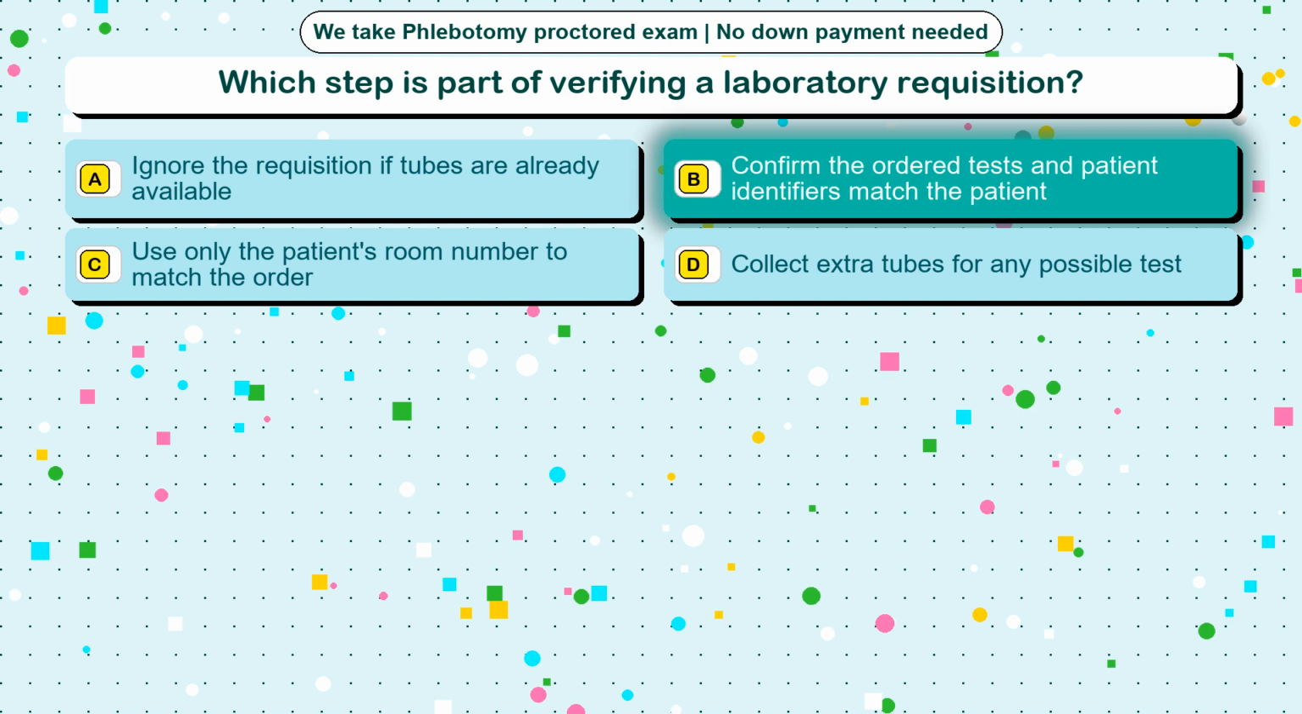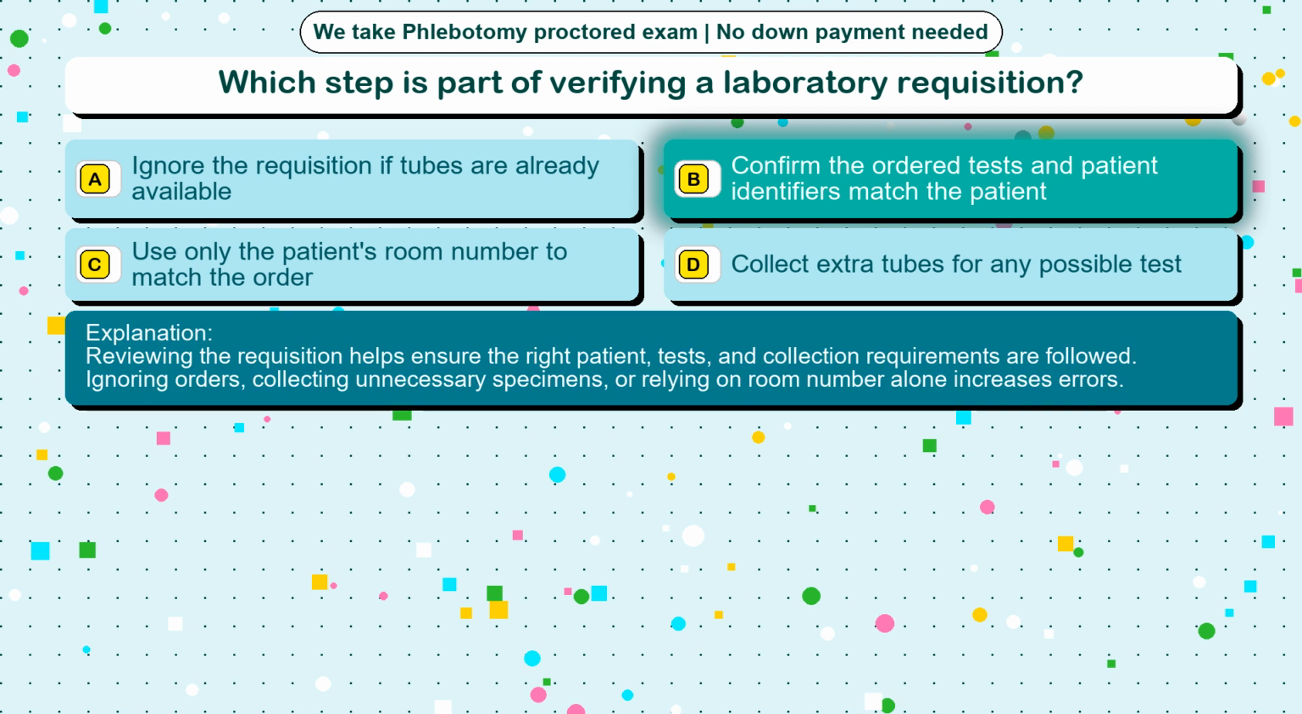The correct answer is option B. Confirm the ordered tests and patient identifiers match the patient. Reviewing the requisition helps ensure the right patient, tests, and collection requirements are followed. Ignoring orders, collecting unnecessary specimens, or relying on room number alone increases errors.